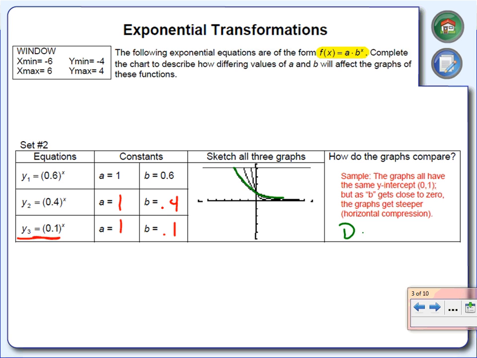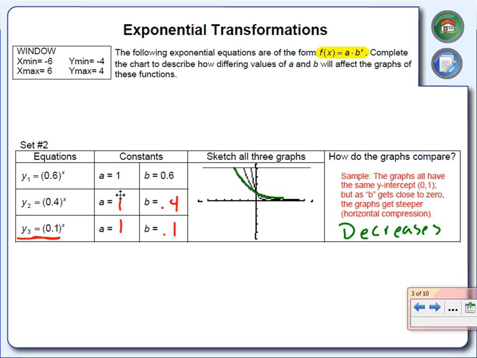All right, so let's put down over here that they decrease. All of these graphs here are decreasing. They're going down. You remember on Tuesday we were looking at exponential growth and exponential decay. This is an example of an exponential decay. Decay because it's going down, decreasing.